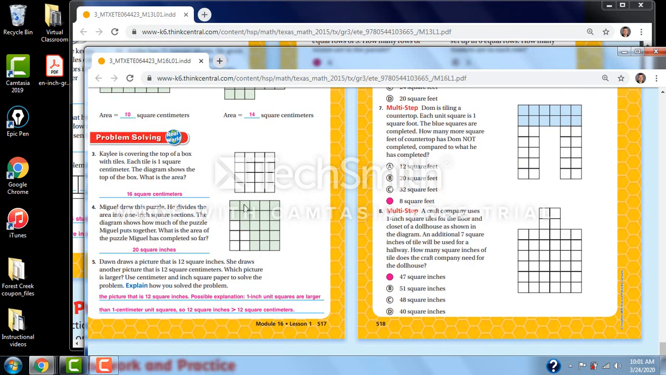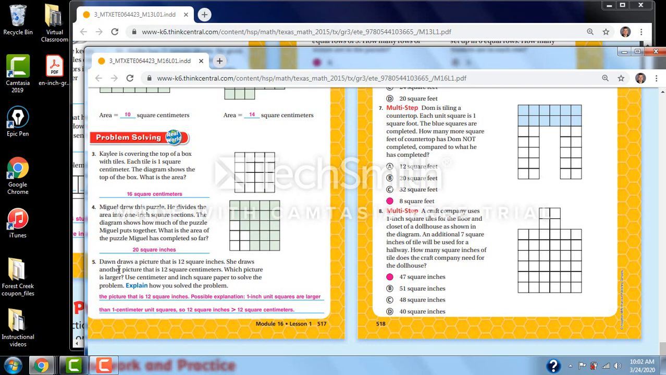Here you have Miguel drew this puzzle. Here's the puzzle. He divides the area into 1 inch squares, so those are your 1 inch squares. The diagram shows how much of the puzzle Miguel puts together. What is the area of the puzzle Miguel has completed so far? So again, you would count your squares here, and there are 20. Or if you multiply length times width, 1, 2, 3, 4, 5, 1, 2, 3, 4, 5, you have 25. If you subtract the 25 that have not been completed, you'll get 20 squares. So there's 2 ways of doing that.